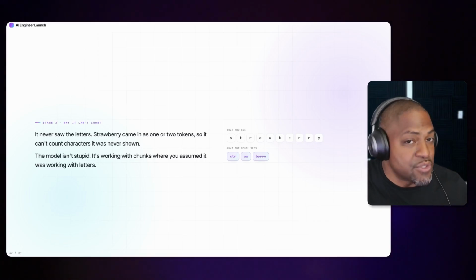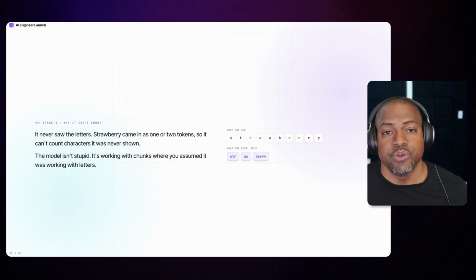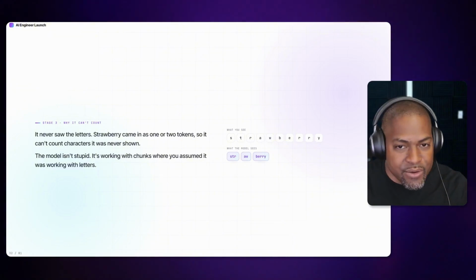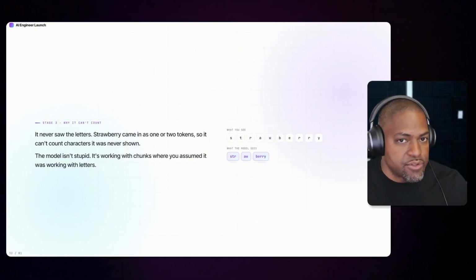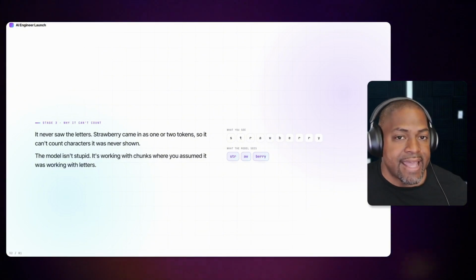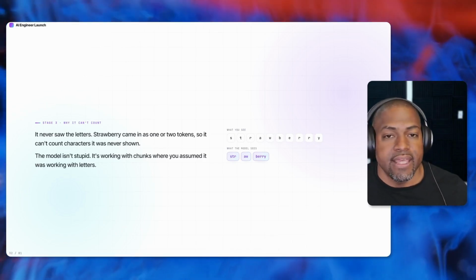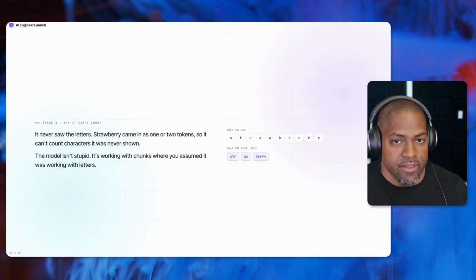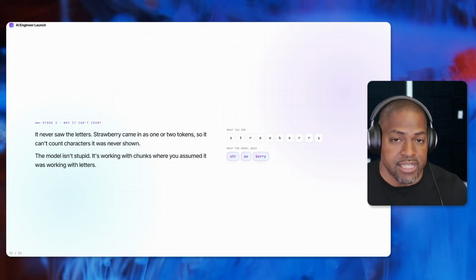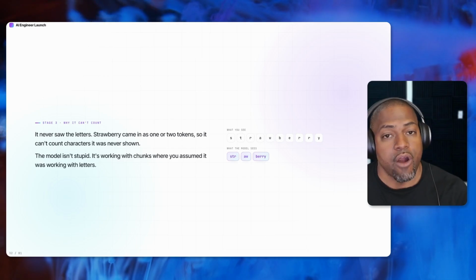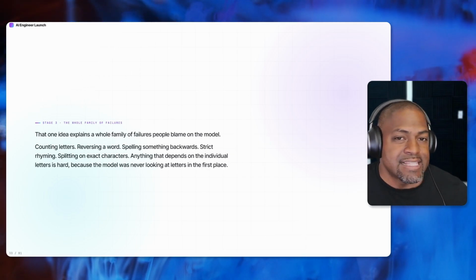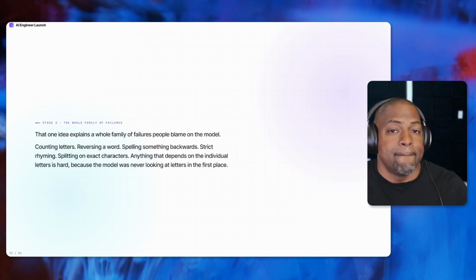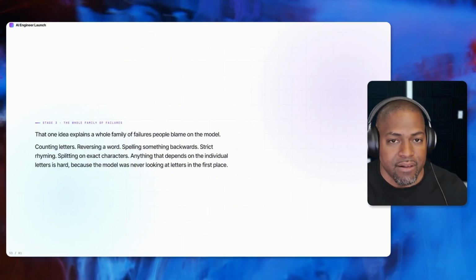So the model isn't stupid. It's working with chunks where you assumed it was working with letters. You see STRAWBERRY. However, the model sees STR as one chunk, then AW as another chunk, then BERRY as another chunk. That one idea explains a whole family of failures people blame the model for.